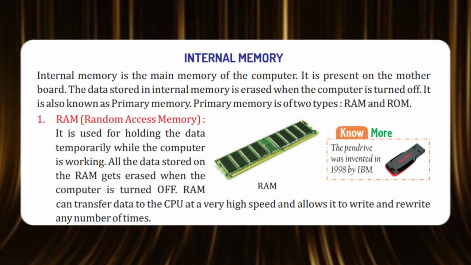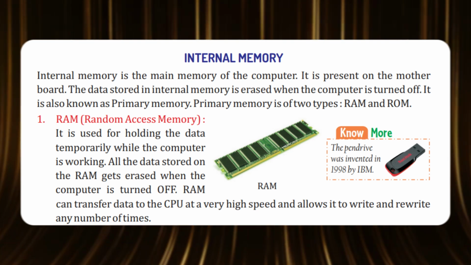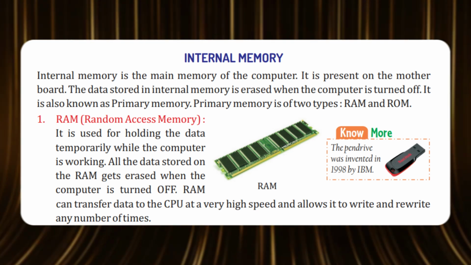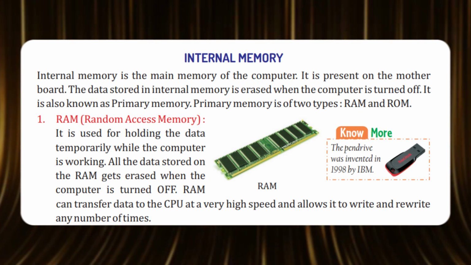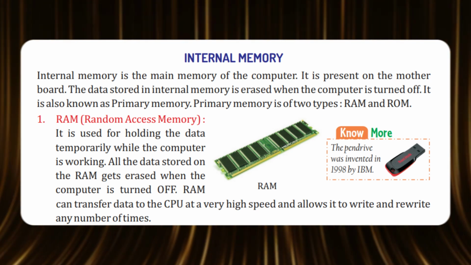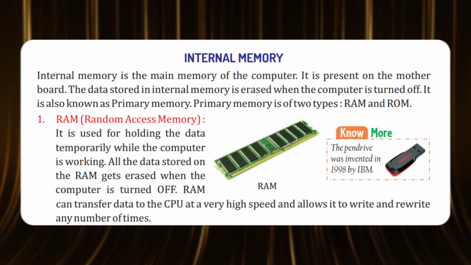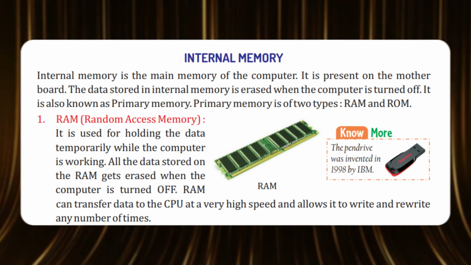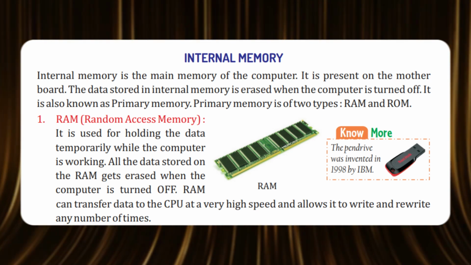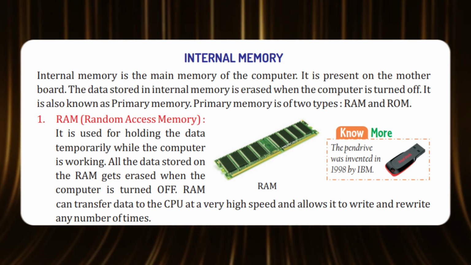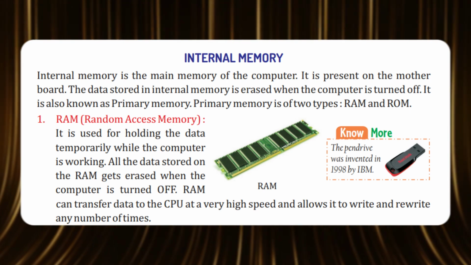1. RAM, random access memory. It is used for holding the data temporarily while the computer is working. All the data stored on the RAM gets erased when the computer is turned off. RAM can transfer data to the CPU at a very high speed and allows it to write and rewrite any number of times.